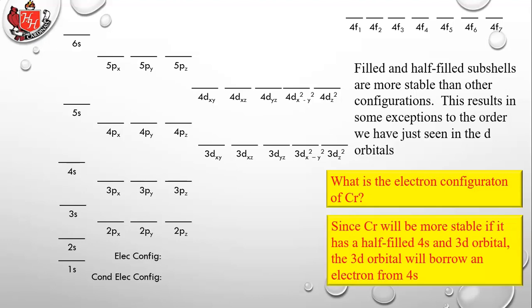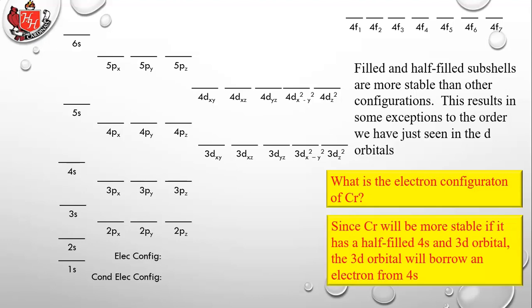So here's the question: what is the electron configuration of chromium? Look up chromium on your periodic table, and you'll see it's number 24. It's the fourth element over in the transition metals of the fourth row, or the sixth element over total. Okay, and there's chromium. So find chromium. It's the fourth element over.